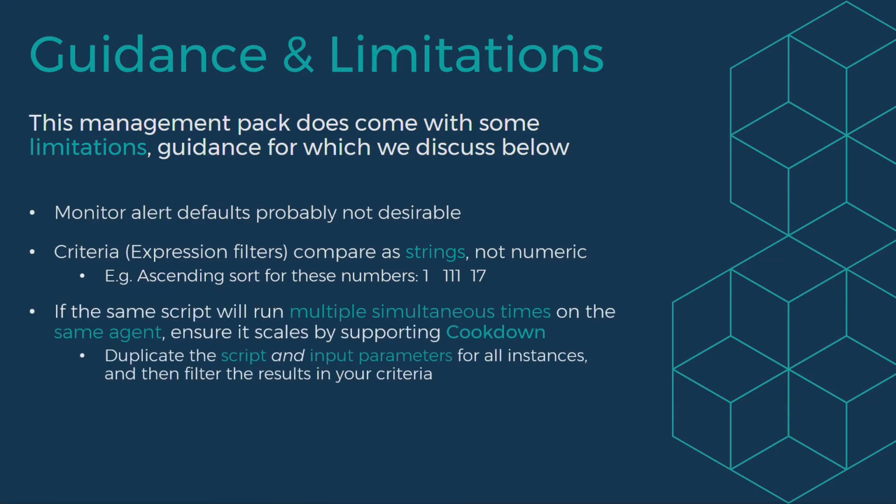Then there's the cookdown point. If the same script would be run simultaneous times on the same agent, you must ensure it scales by supporting cookdown. If you say, against databases, I want to run this PowerShell script, and there's 100 databases on that system, you cannot be running 100 PowerShell scripts every 5 minutes on that system. That's going to cause performance problems. So make sure your script scales. And to do that, the script and its input parameters must be exactly the same.